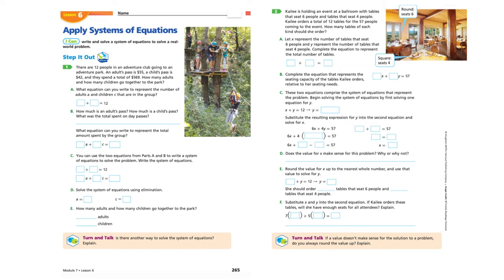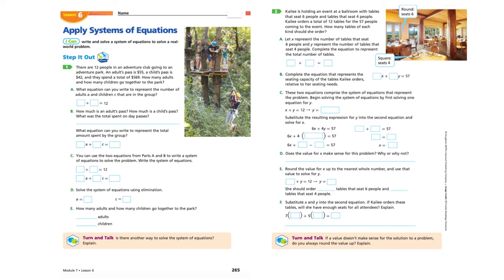So this first one says there are 12 people in an adventure club going to an adventure park. An adult's pass is $55. Excuse me. A child's pass is $42. And they spend a total of $569. How many adults and how many children go to the park together? Go together to the park.